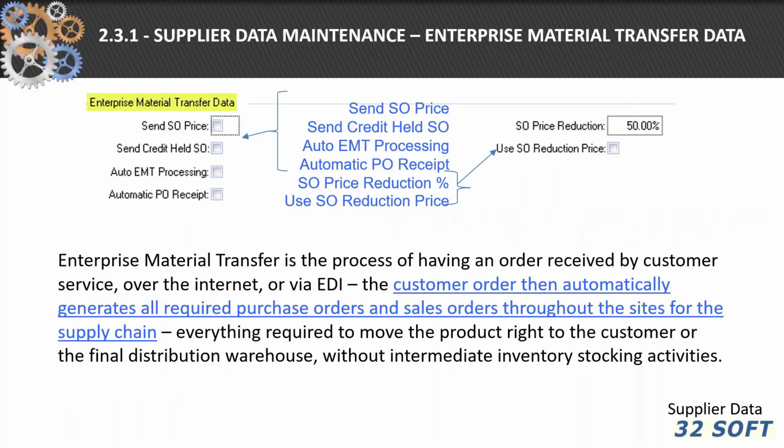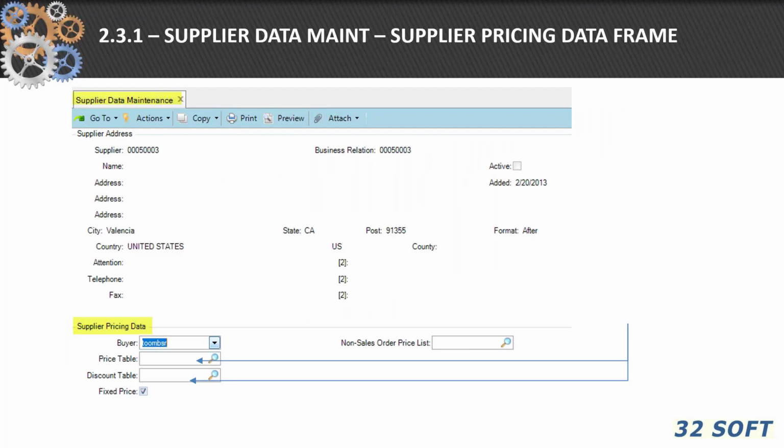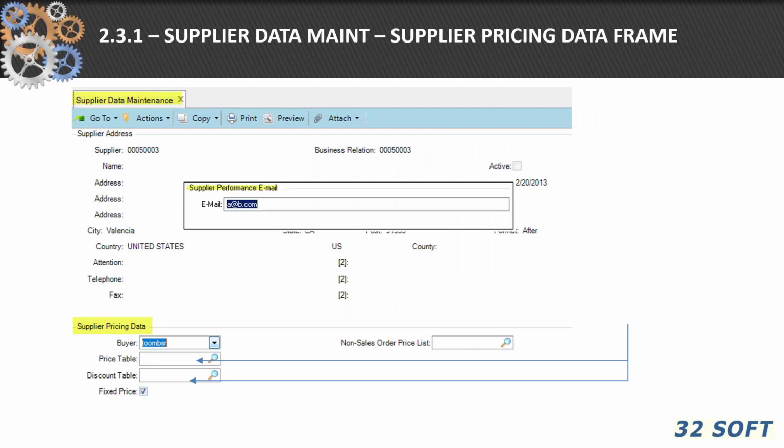There is a frame for enterprise material transfer, and enterprise material transfer is that process of having an order received by customer service over the internet or EDI, and then QAD generates all the required transactions, purchase orders, and sales orders throughout all sites for the supply chain to handle that. I think we're going to have a webinar on enterprise material transfer sometime next year, so be sure to tune in.